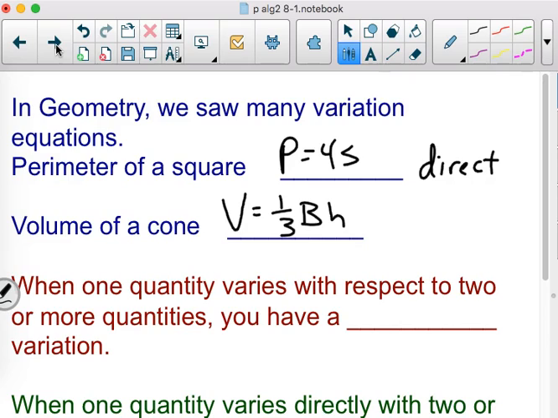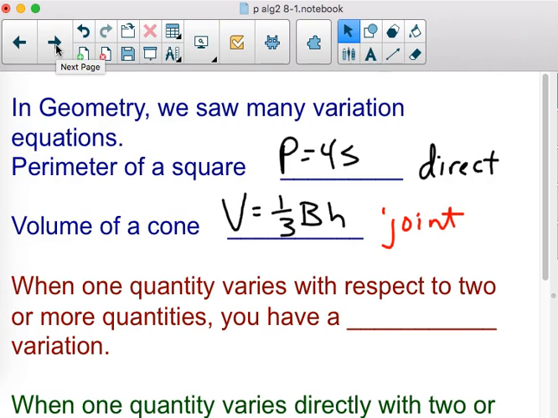And there's a special name when you have to use more than 2. Now, could I say V varies directly with both the area of the base and the height? Yes, and some books do. But they also let you know that this is called joint variation. You have more than 2 things that you're joining together by multiplying. So that is joint variation.